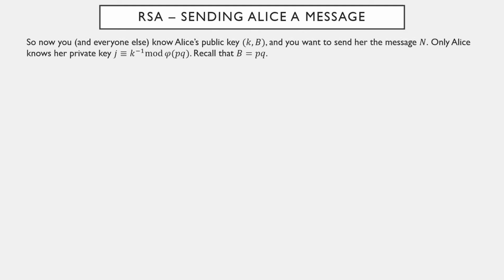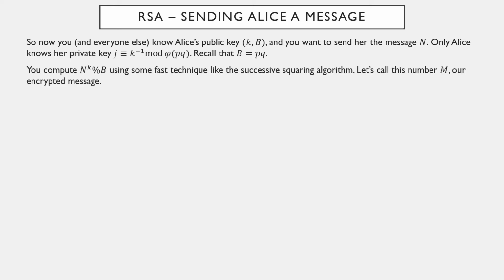So how do we send Alice a message? You know Alice's public key, and so does everyone else: an exponent k and a base capital B. You want to send her a message, the number capital N. Remember that only Alice knows her private key, the inverse of the exponent k modulo phi of the base.